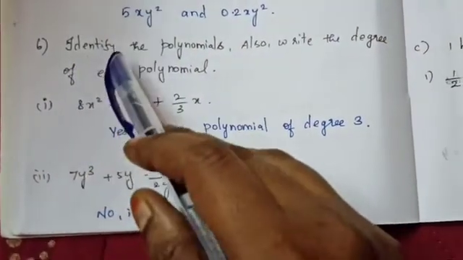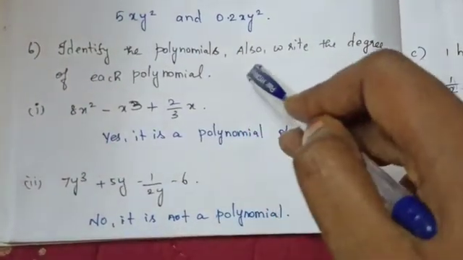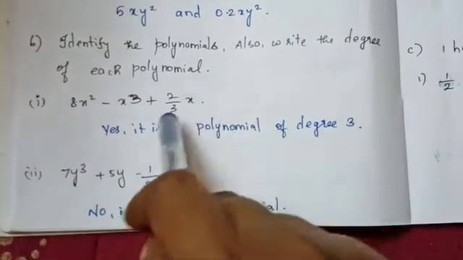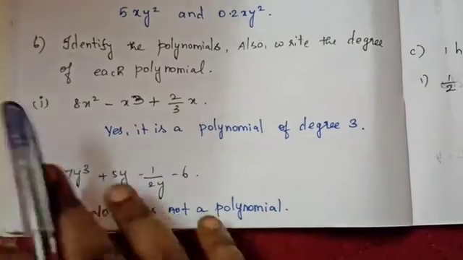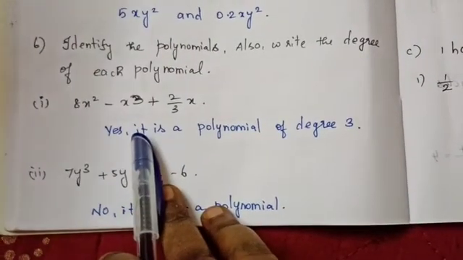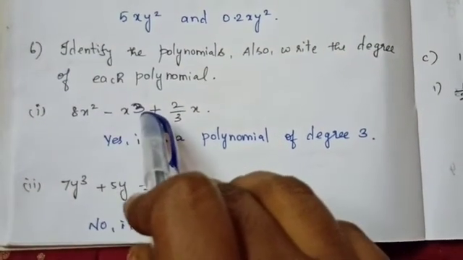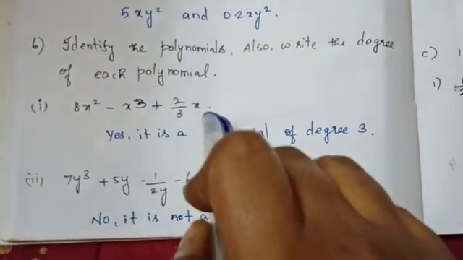The sixth sum: identify the polynomials. Also write the degree of each polynomial. First of all, you identify which expressions are polynomials, and then that polynomial has some degree. You find the degree. Okay, 8x square minus x cube plus 2 by 3 x.